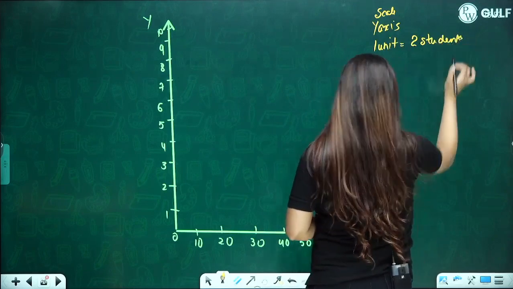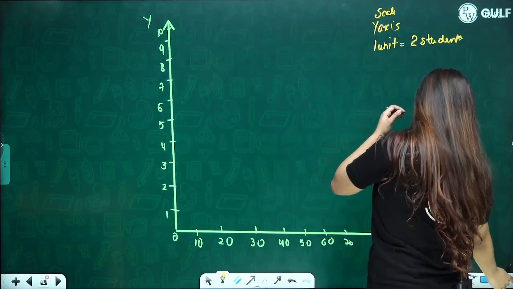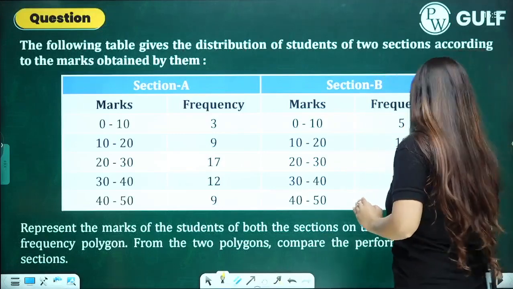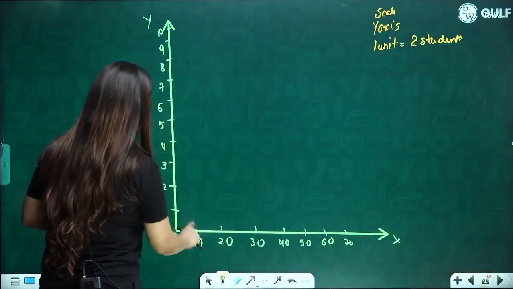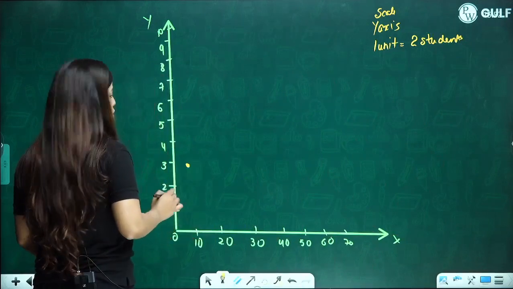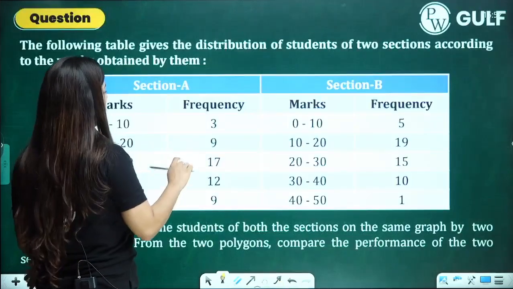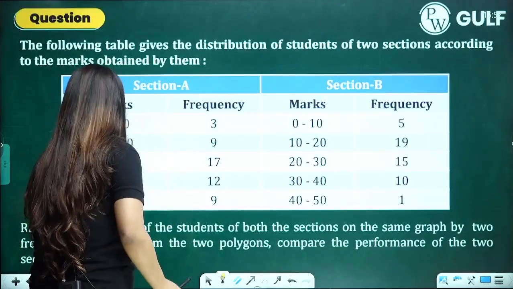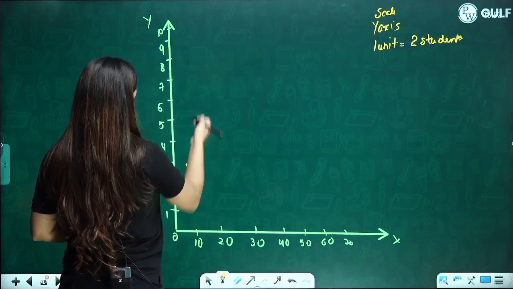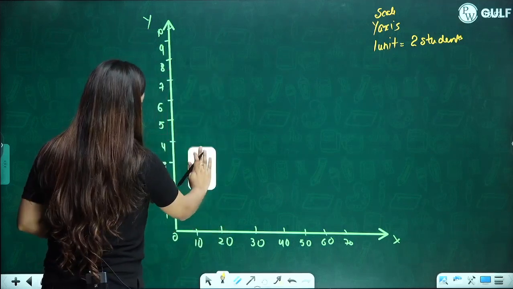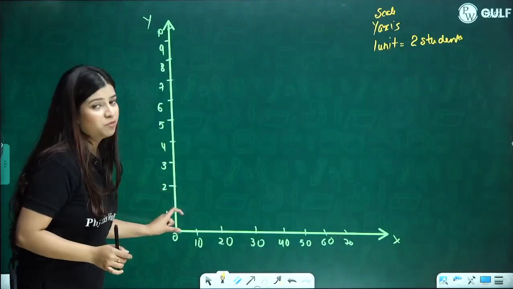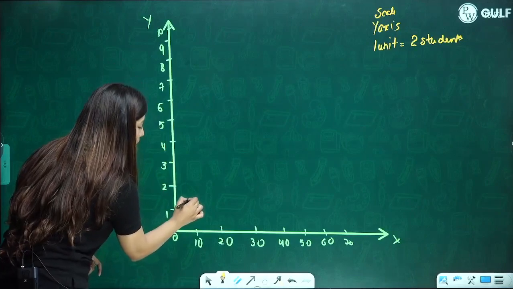Now let's draw for school 1. Basically 0 to 10 is 3. So you just have to see that from 0 to 10 it is 3, somewhere in between. Then go for 9, 17. Then 10 to 20 is 9. Sorry, it was 3. Since 1 is representing 2, over here will come 3.